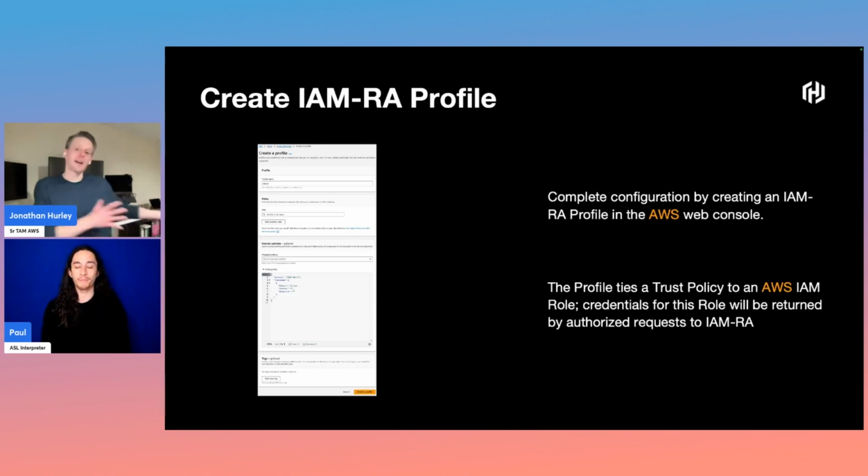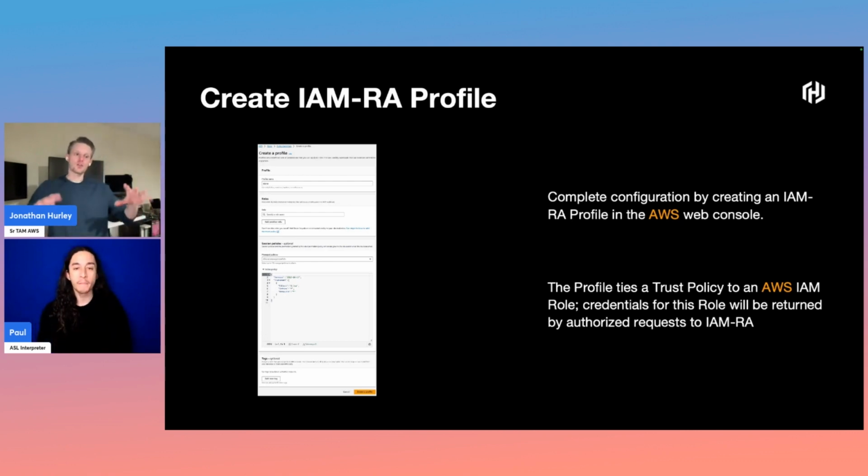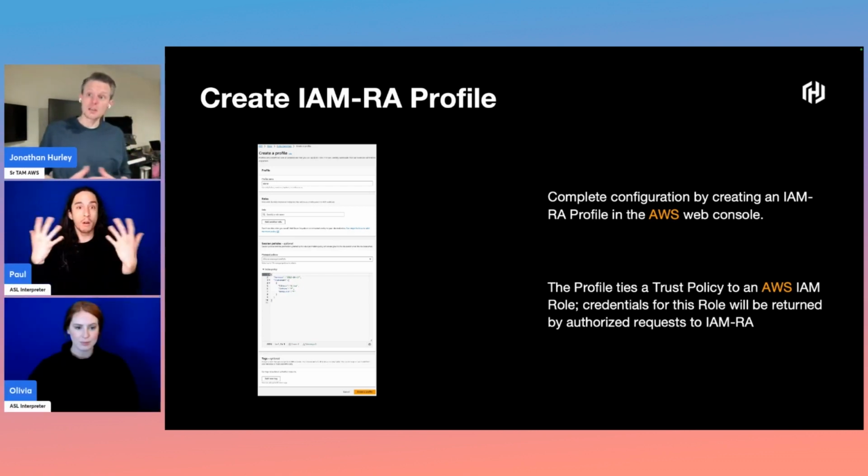The next step, as we saw earlier in the animation, is to create an IAM Roles Anywhere profile. And the profile is what's going to tell IAM Roles Anywhere that for the certificate we just uploaded, it's okay to give out credentials for this role, right? This is the way that Vault, as a certificate signing authority, is trusted all the way through to the IAM role credentials. So this is a really important piece.